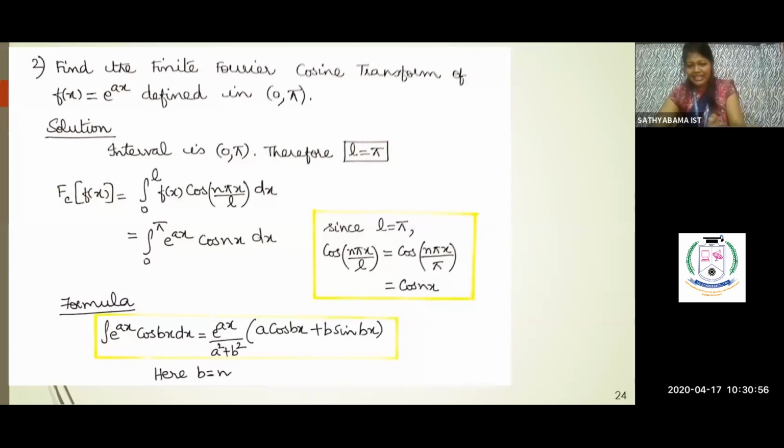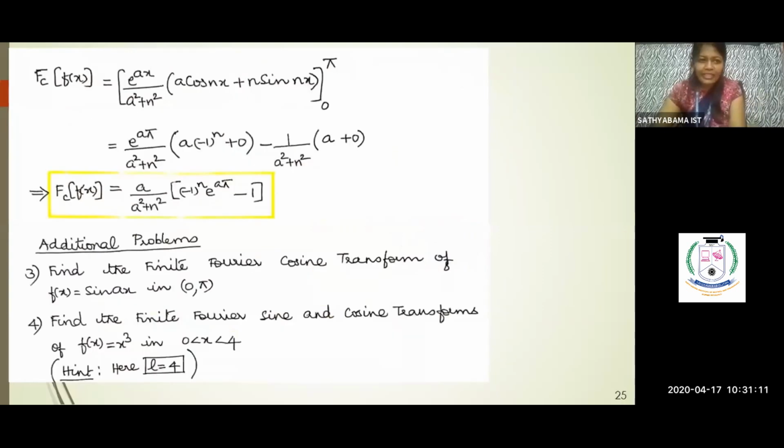That's the formula. Now look at the integral that we have. We also have e power ax only. Now instead of b, we have n. So that is what I've written here. B is n. Okay, so in the formula, simply replace b by n. So that is how I get the next step. Fourier cosine transform of f of x is e power ax by a square plus, not b square, n square, into a cos nx plus n sin nx between the limits 0 to pi.